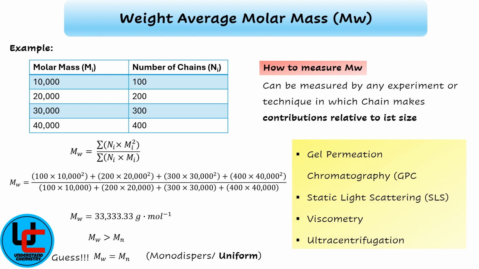The second method to find weight average molar mass is light scattering. Static light scattering measures the scattering of light by polymer solution to determine molar mass and size distribution. Viscometry is another way of finding Mw. It measures the intrinsic viscosity of polymer solution and relates it to the molar mass. In ultracentrifugation, high-speed centrifugation is used to separate polymer molecules based on their size and density, allowing for the determination of molar mass.